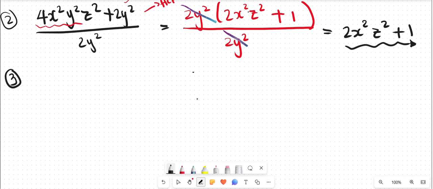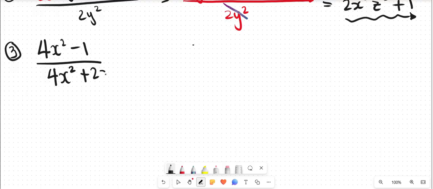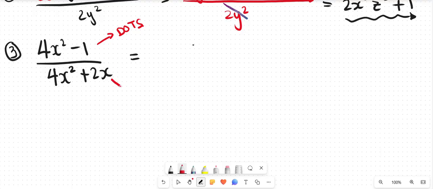What if we need to factorize the top and the bottom? Let's take an example that looks like that. In the first two, we just needed to factorize the top. But what if something looks like this? Again, we can factorize the top. This is a difference of 2 squares. We can factorize the bottom. That's a highest common factor.